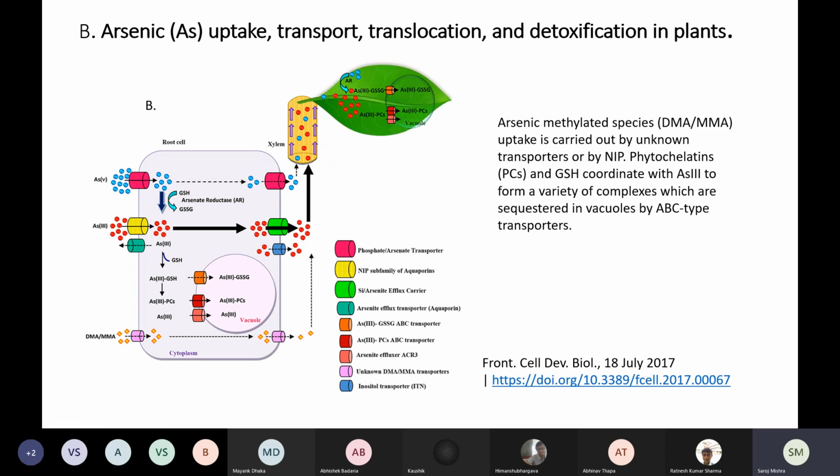Okay, so arsenic in the soil occurs in two forms. One is the arsenic which is in the pentavalent form, which is shown here, and the other is the arsenic which is now in the trivalent form.